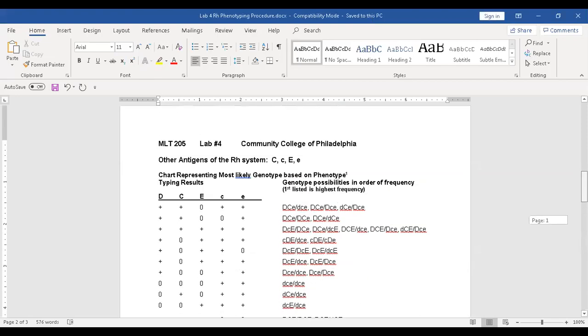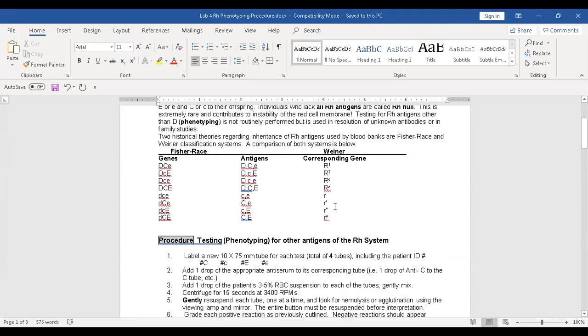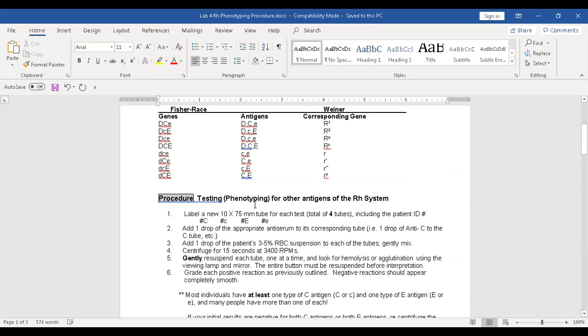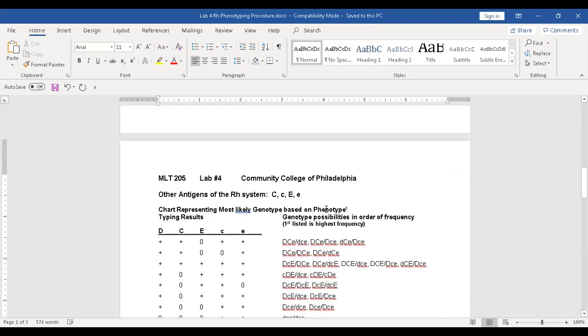Okay, so when you open up this document, this is basically a written procedure that describes a little bit about these other RH antigens, some of which was in the PowerPoint. And this would be the procedure that we would be using for the tube method, which is similar to what I put in the PowerPoint as well. But it's nice to have this if we ever get a chance to do some labs together.